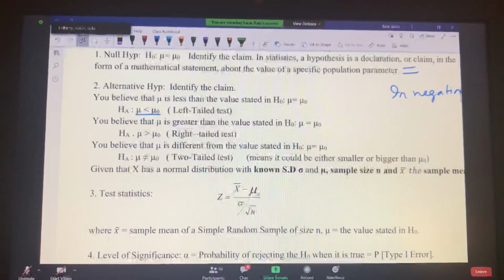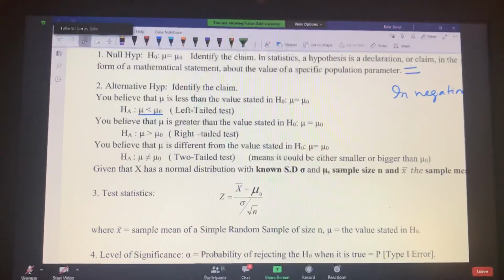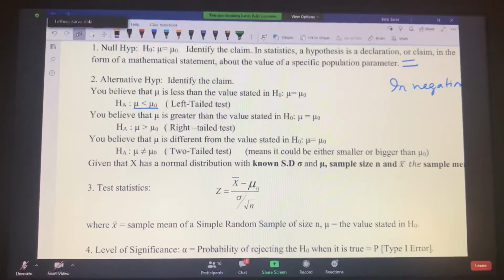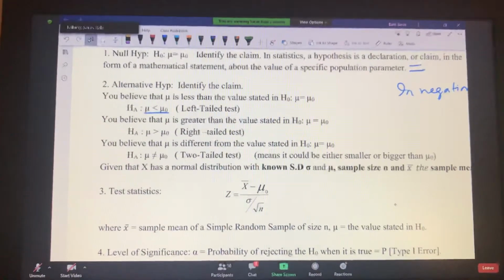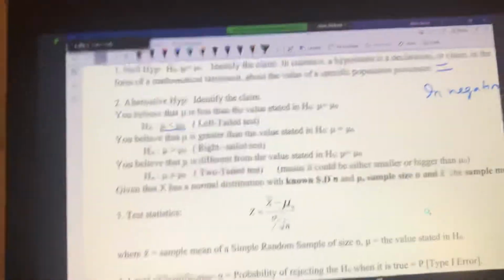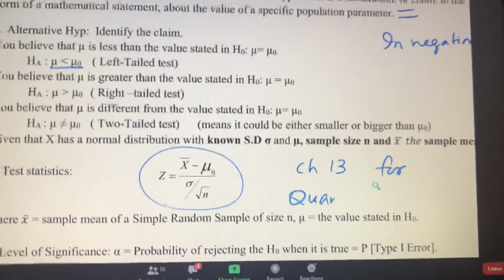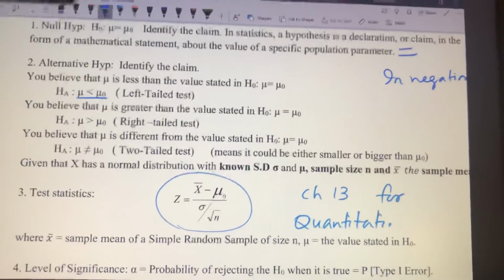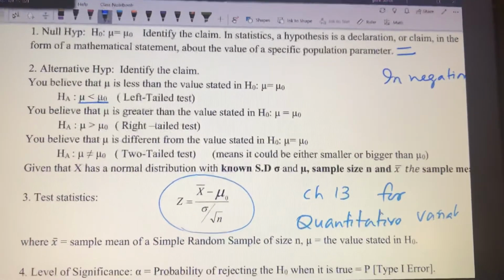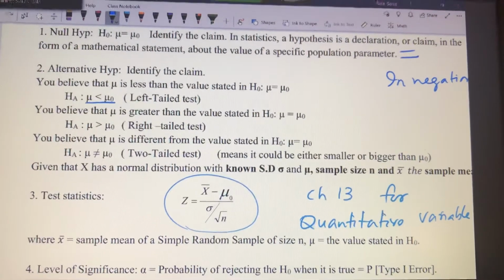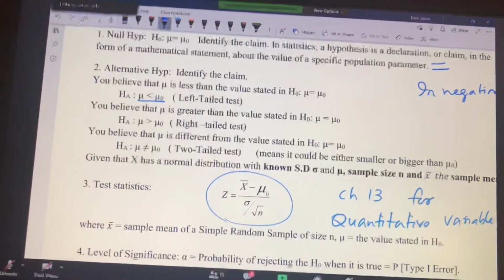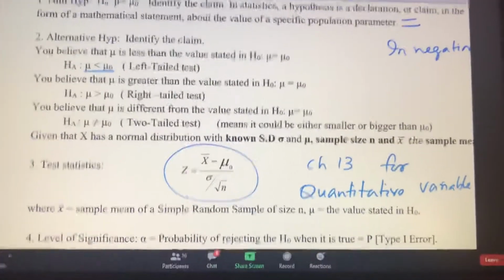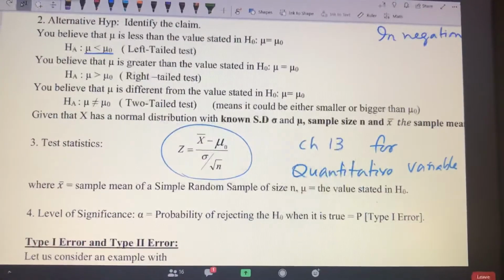Again and again, I'm telling you, this is the application of your central limit theorem. Okay. So step number 3 is going to be the z-score. Recall chapter 13 for quantitative variable. For quantitative variable, you are going to have the z-score, which is z equal to x bar minus, in the place of mu, I'm going to plug in the value mu sub 0, over sigma over square root of n. So you know what is what.